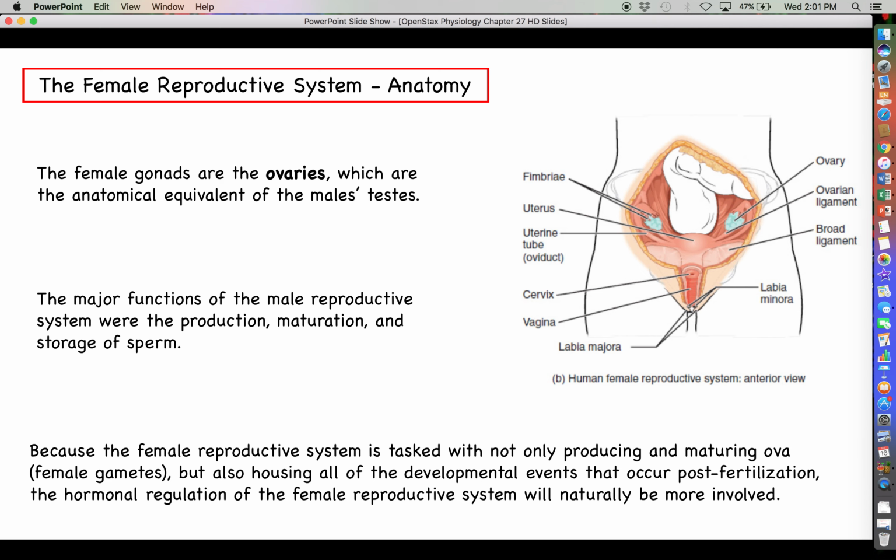The female reproductive system not only has to produce and mature the ova, the female gametes, it also has to be responsible for housing all of the developmental events that happen after fertilization. The fertilization to give you your zygote, and then its development into the embryo, and then everything up until the childbirth process. So naturally, since all of those extra events occur, the female reproductive system is going to have a few extra moving pieces, and the hormonal regulation is going to be a little bit different, just so we're aware here.